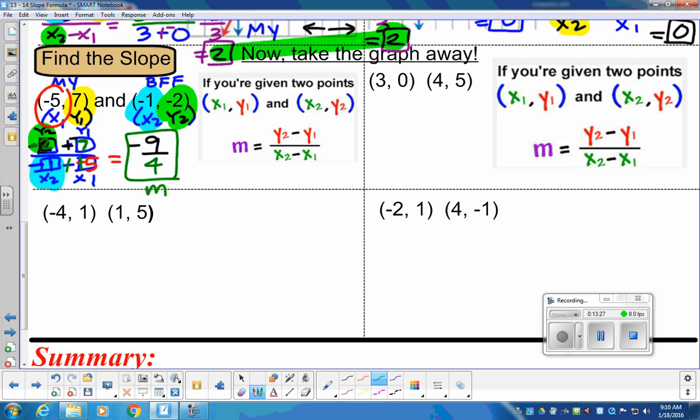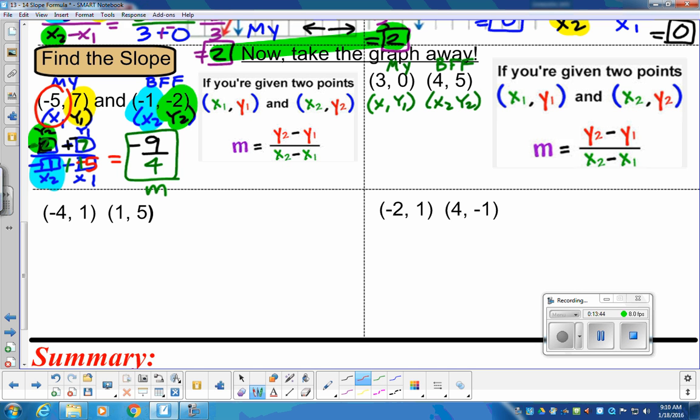We are done. -9/4 is our answer. That is our slope. Moving on to the box on the right. Reminder that this is my hotel room on the left, and BFF's hotel room is on the right. This is the first hotel room, and this is the second hotel room.